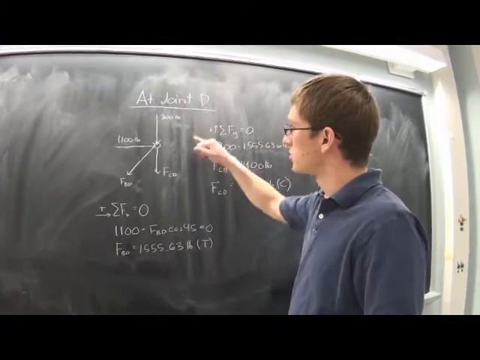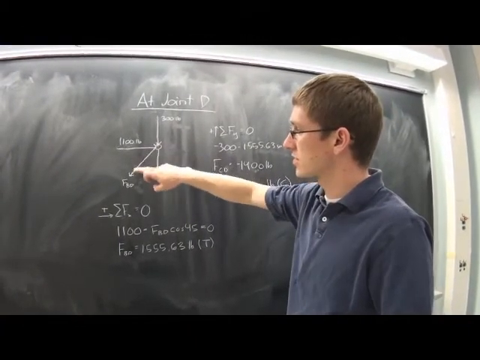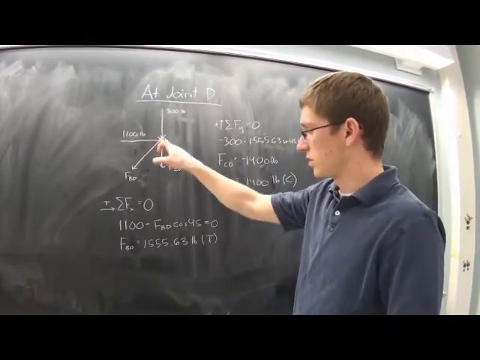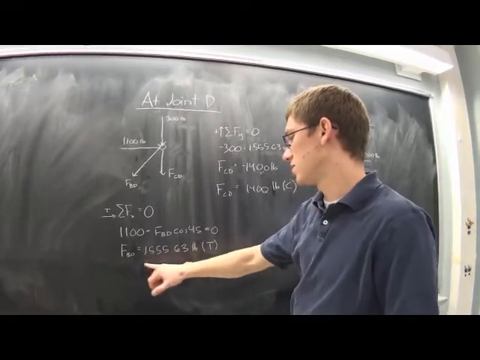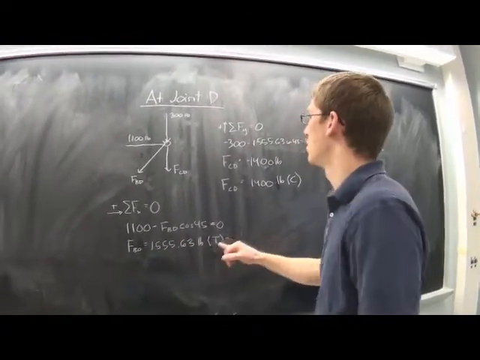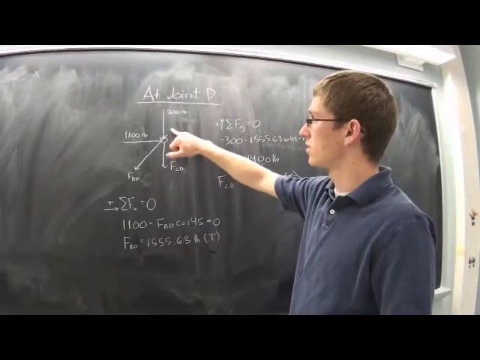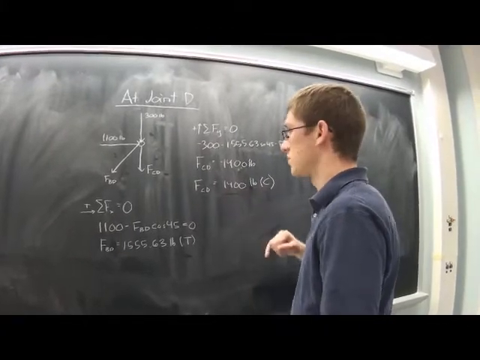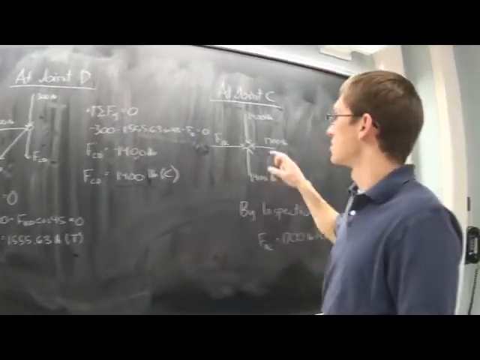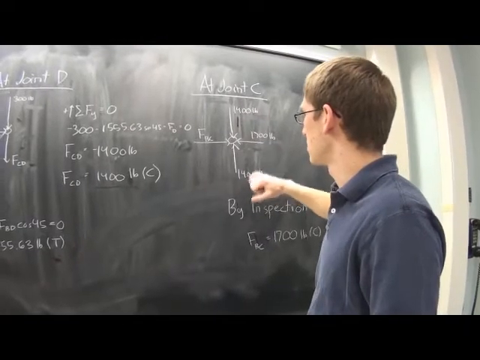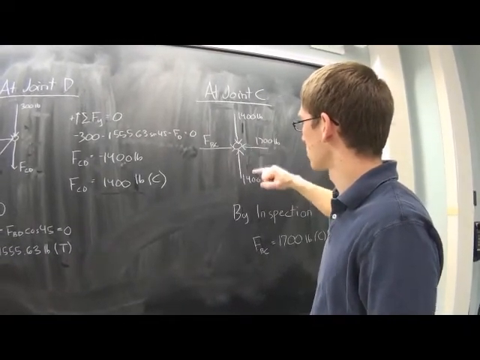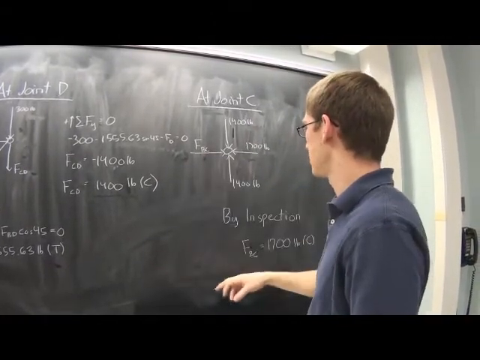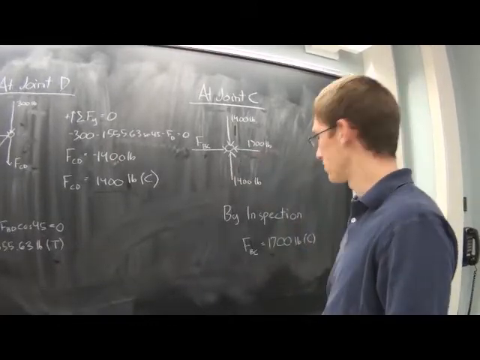All right, we've got our last two joints here. Joint D, inspection again. You can find the x component of FBD from the 1,100 pounds into the joint. FBD is 1555.63 in tension, and then use the y component of that with 300 pounds to find FCD. FCD is 1,400 pounds in compression. We're going to come over here to C and use the FCD coming in plus the force in the y coming into the joint. Those cancel out, so we know we're good there. And FBC by inspection, we saw the force in the x is equal to 1,700 pounds in compression.